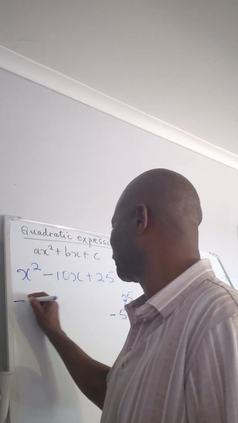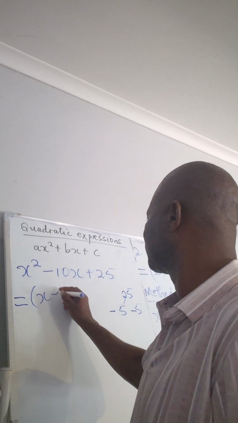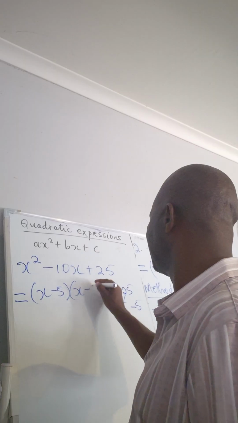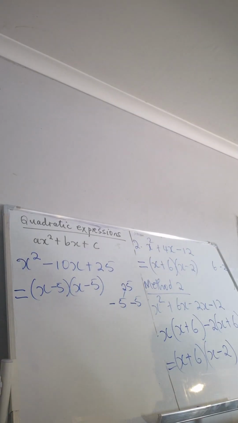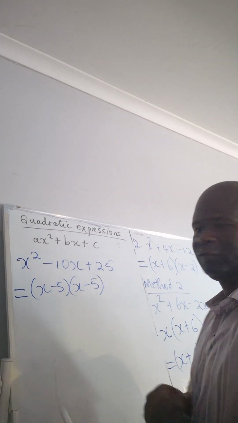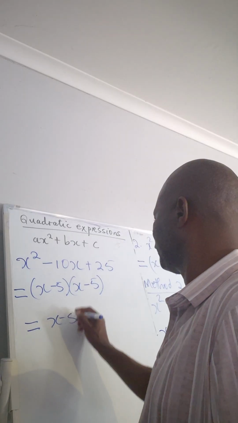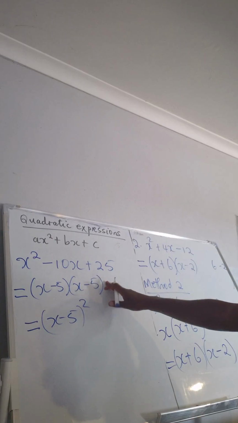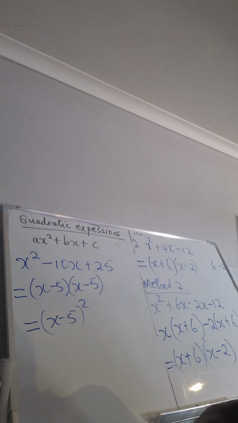So that your answer becomes x minus 5, in brackets x minus 5. Then if you want to appear more mathematical, this is a perfect square, which you can just say x minus 5 squared. You are done. But at this level, you get all the marks.